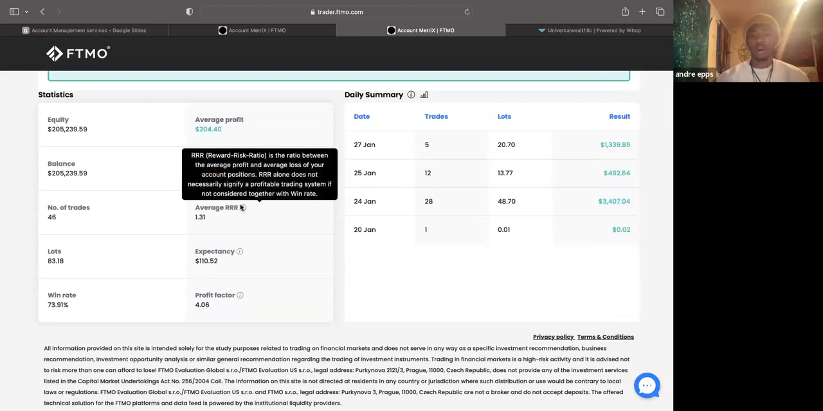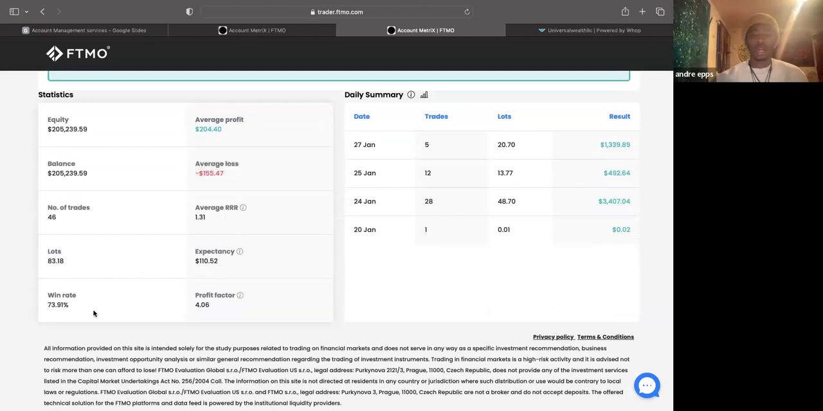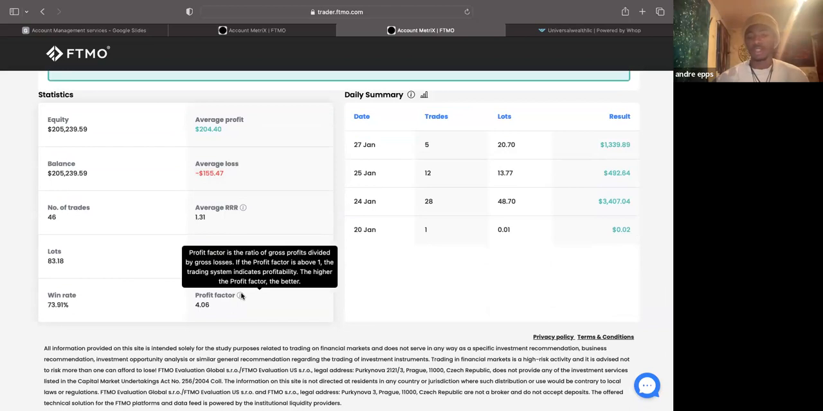Same thing, we have the RRR, the risk to reward, which is 1.31. We have a 73.91 win percentage. Our profit factor is even higher. Granted, that's because we took less trades anyway, so it's naturally just going to be higher in terms of the proficiency. We were able to have a profit factor of 4.06, which is beautiful on our end.